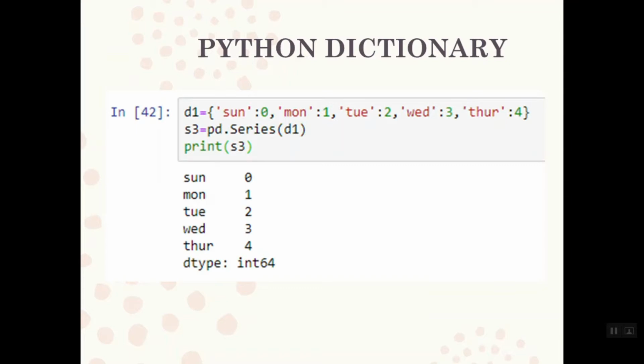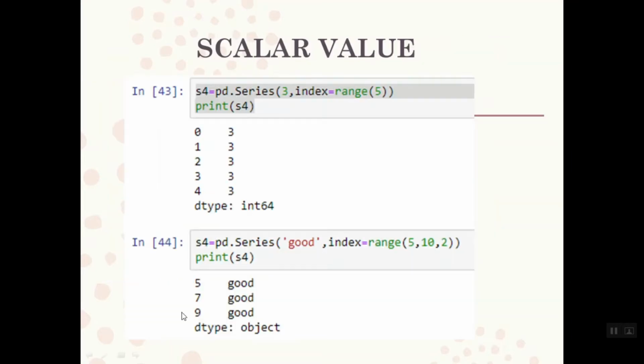Now, through scalar value. A scalar value is any value which we want to give into our series object. Here we want the value to be given as 3 for the different indexes. Range 5 means the range of index will go from 0 to 4 and the value will populate it with 3. Here we can also populate a string value. We have given "good" as the value to be populated for the indexes 5, 10, step 2. So the index will start from 5, go till 9 with a step of 2: 5, 7, 9, good, good, good.